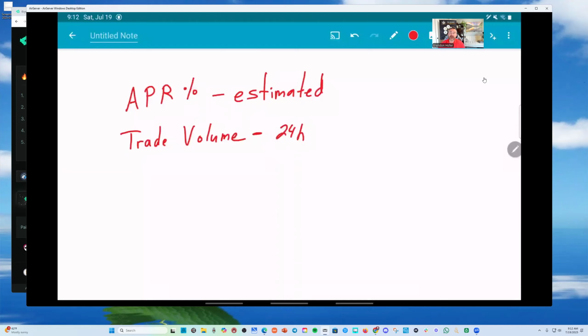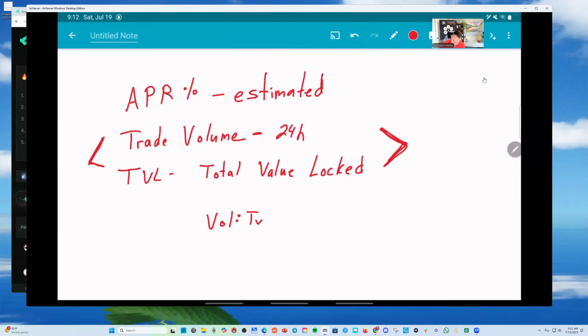And then you go, well, hold on a second. How many liquidity providers are there? Well, that's expressed as TVL, which stands for total value locked. Total value locked is simply how much liquidity is being provided by all the liquidity providers in that one pool. Then we're going to look at the ratio between these two. So we're going to look at the volume to TVL ratio.